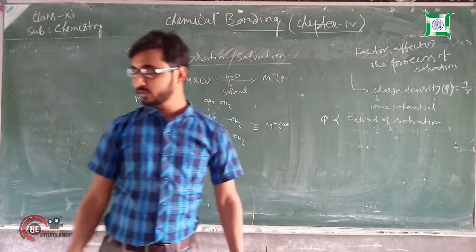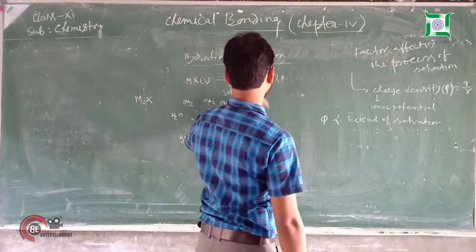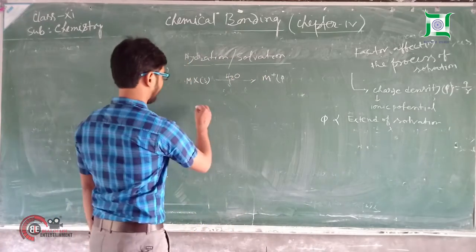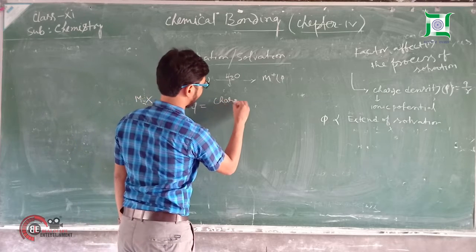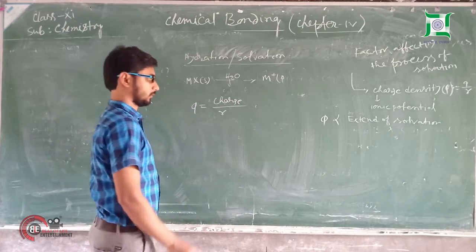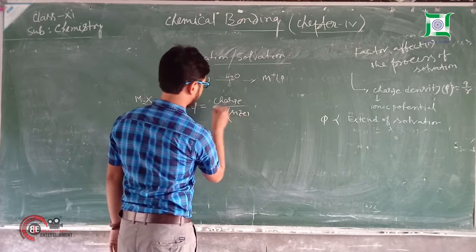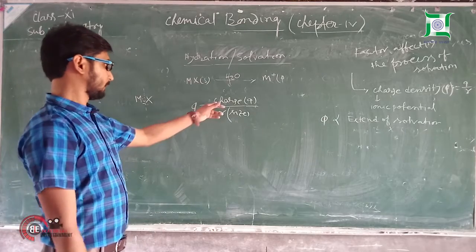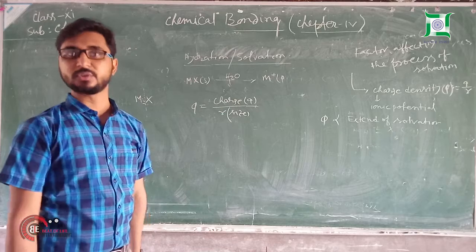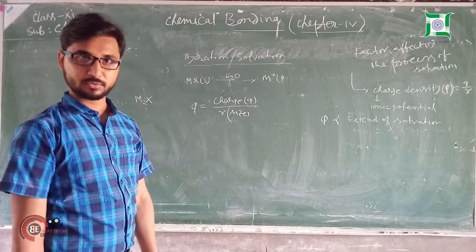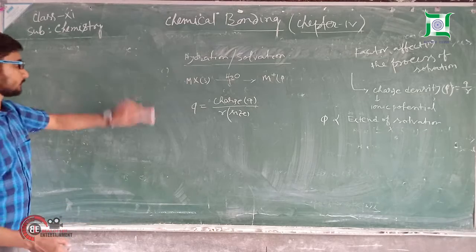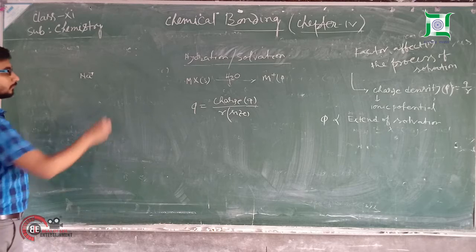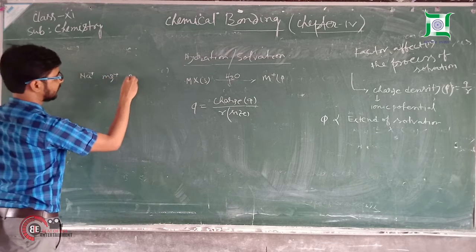अब phi जो है ionic potential जो है that depends on charge and r, radius, distance. So phi equal to charge over r, r is size, charge is q. तो क्या होता है? What happens if the charge of an ionic compound increases, then the extent of solvation increases. For example, Na plus, Mg2 plus, Al3 plus.